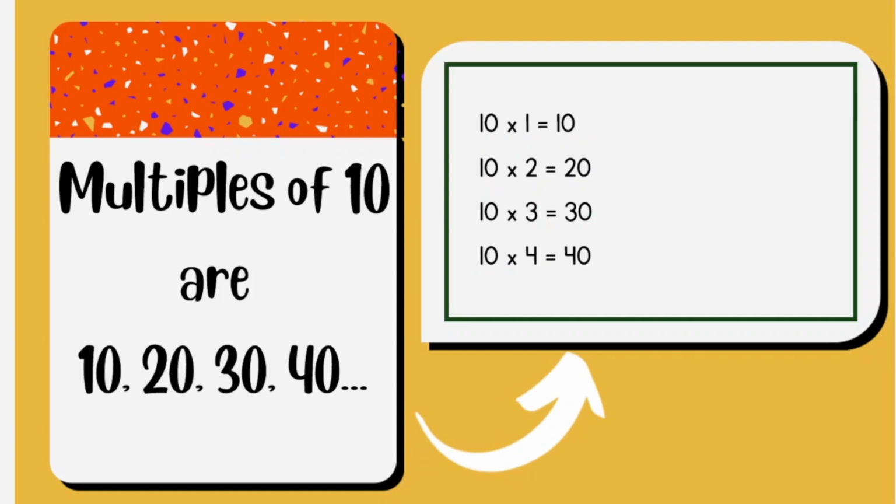Then let's now look at multiples of 10. We've talked about multiples of numbers. Since what we're looking for is multiples of 10, as you can see here, we are multiplying 10 by all these numbers. So the first multiple of 10 is 10, then 20.